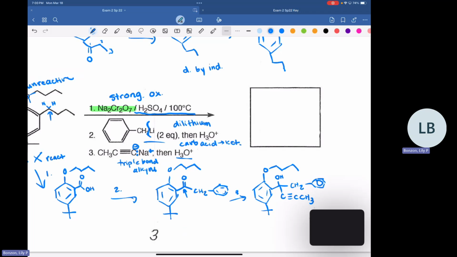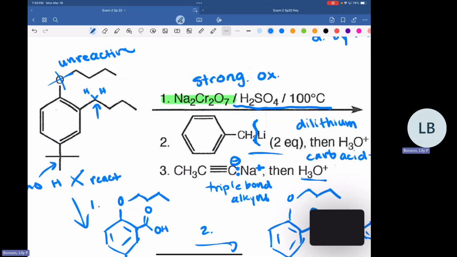Yep. It just cleaves off the rest of this chain, no matter how long it is, and it turns that carbon into a carboxylic acid? That's a good question.